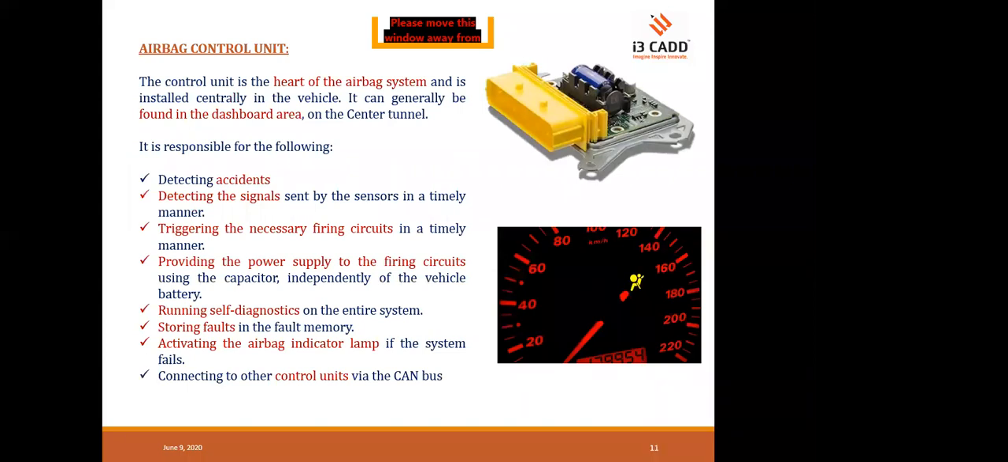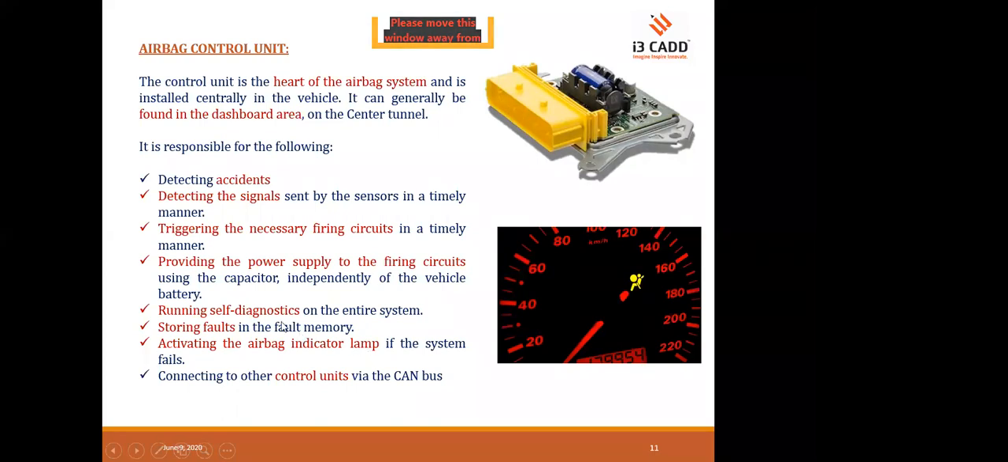This is the heart of the airbag system, and it is located centrally in the dashboard area of your vehicle. And this ACU is responsible for the following things. It can detect accidents. It can detect the signal sent by the sensors. It can trigger the necessary firing circuits. It provides the proper power supply to the firing circuits, then only your airbag will work, right? And it can run self-diagnosis, and if there is any fault, it will immediately store the fault in the fault memory for future reference.